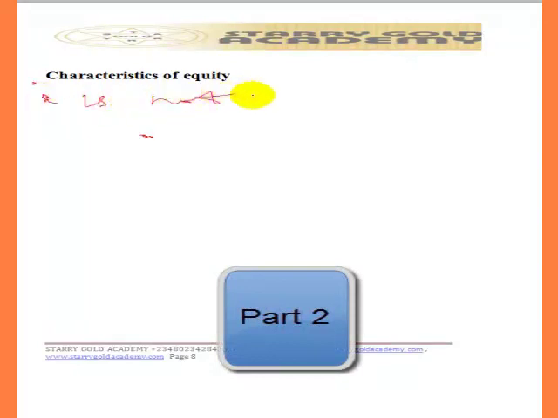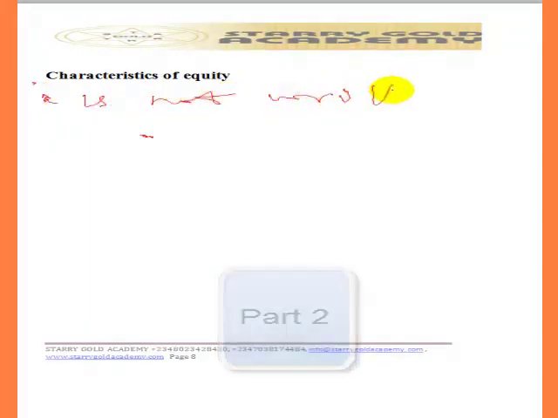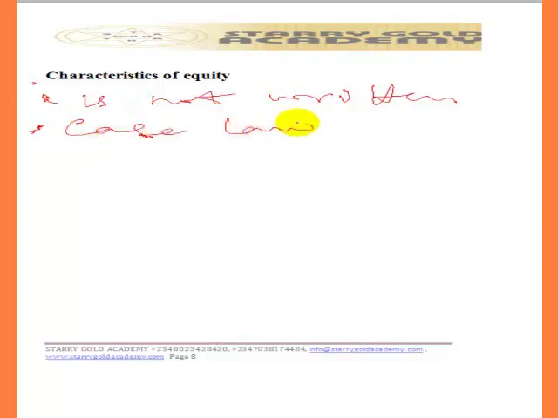It is not written. That means that it's not made by the parliament, so it's not a written law, and also it's a case law. That means that equity is empowered, is strengthened by the decision of the court. And also it is developed by the Court of Chancery.